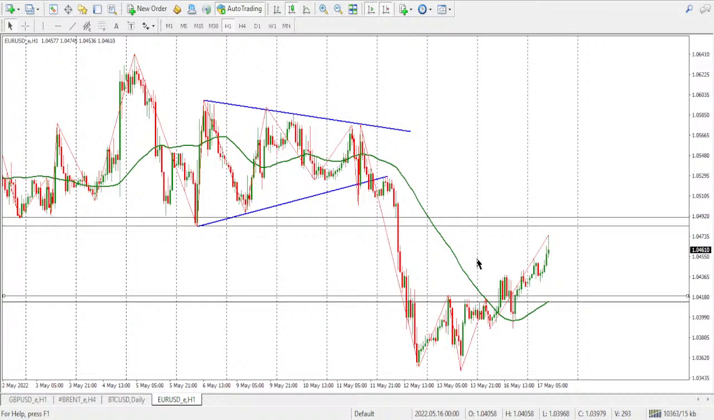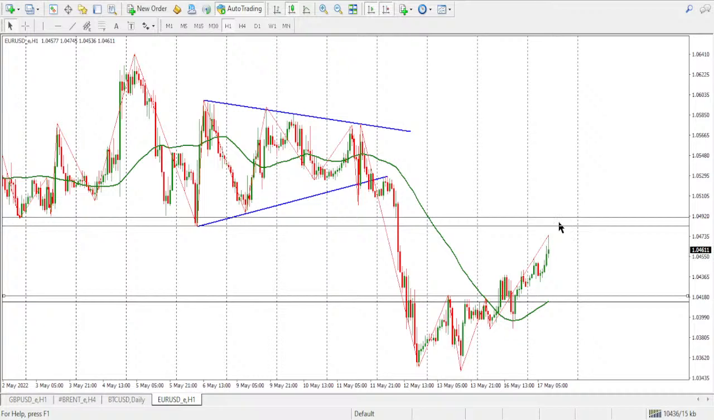So technically, if the price continues up, then this here will be a good place to look for a sell from. If the price continues up and touches this level, it will be a very good place to look for a sell from. So this here will be a good place to look for a sell from.